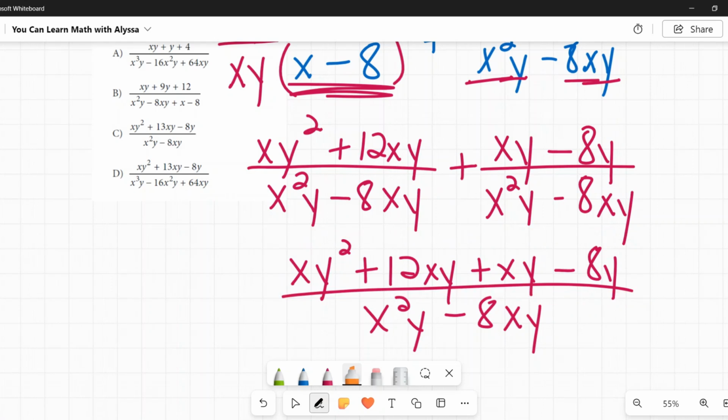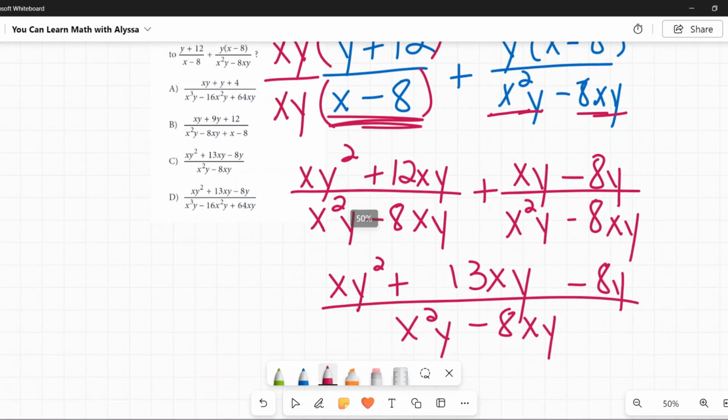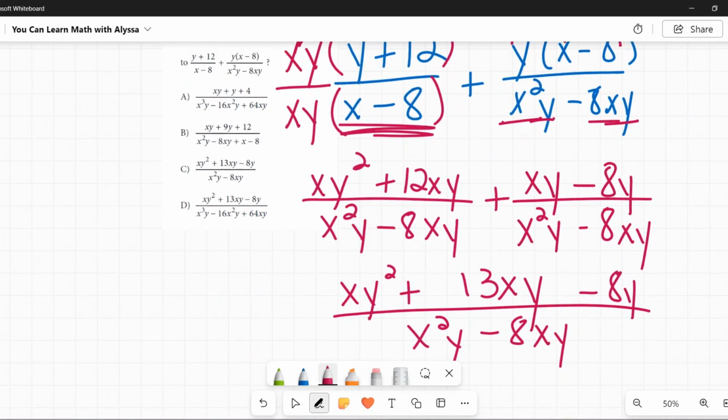Are there any that have identical variables? Right here in the middle, I do. I have 12 xy's and one more xy. So together that is 13 xy's. So I can combine those, 13xy, and that's it. I can't combine any more because that xy squared, xy, y, none of those match. So let's look over at my answers, and I'm looking for xy squared plus 13xy minus 8y over x squared y minus 8xy, and lo and behold, there it is. C is my answer.